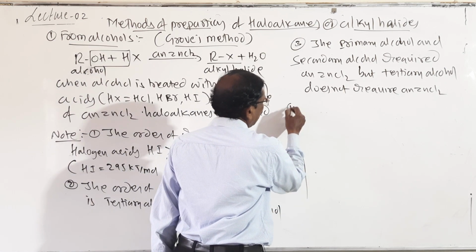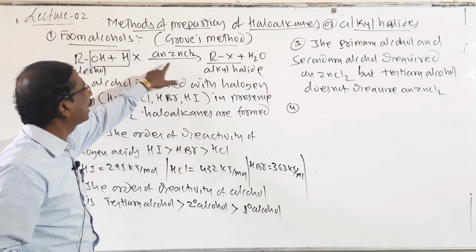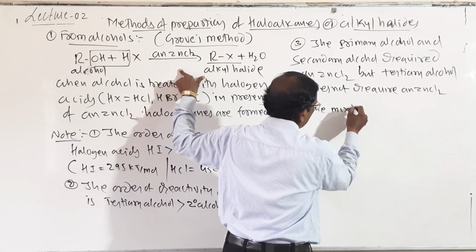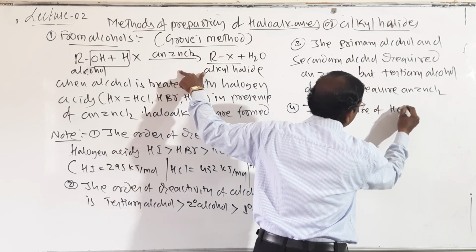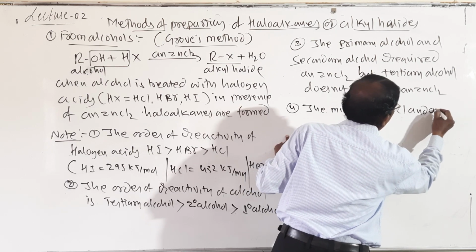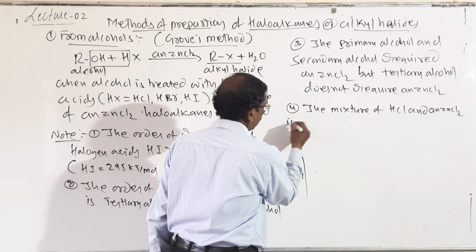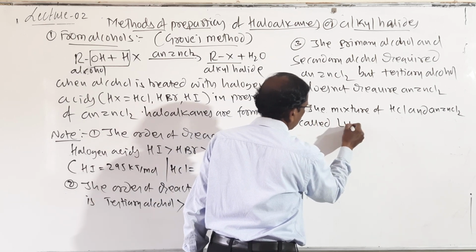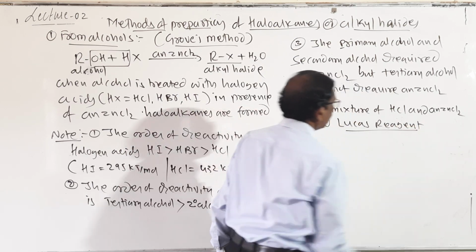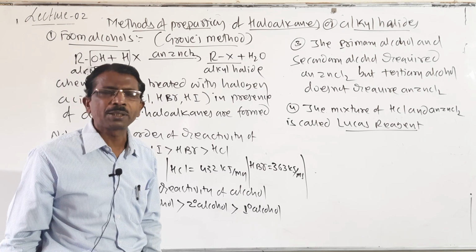Then the fourth important one. Look here students, a mixture of HCl and anhydrous zinc chloride is called Lucas reagent. Look here students, the mixture of HCl and anhydrous zinc chloride is called Lucas reagent.